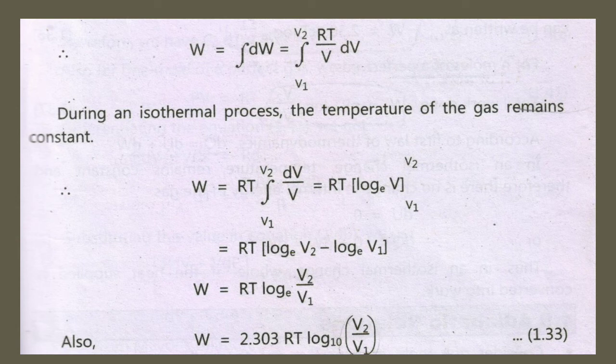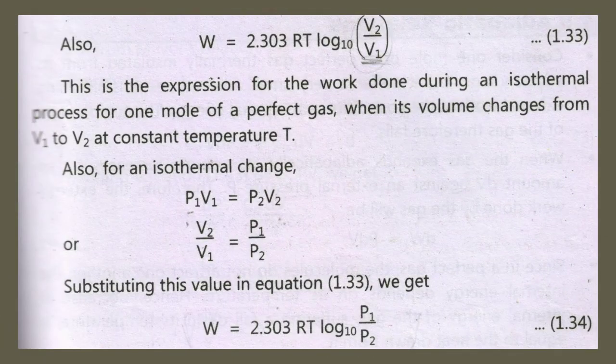Now integration of 1 by V, that is log to the base e of V from V1 to V2, equal to RT into log V2 minus log V1, equal to RT log V2 divided by V1, equal to 2.303 RT log to the base 10 V2 divided by V1. This is the expression for the work done during an isothermal process for 1 mole of a perfect gas when its volume changes from V1 to V2 at a constant temperature T.